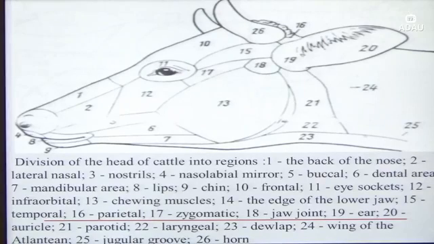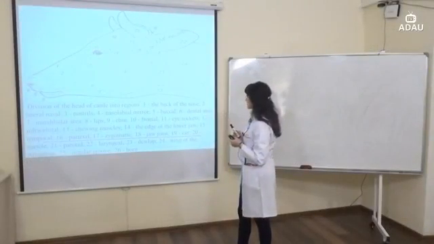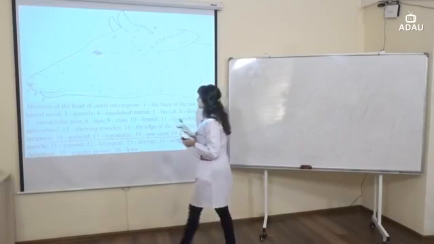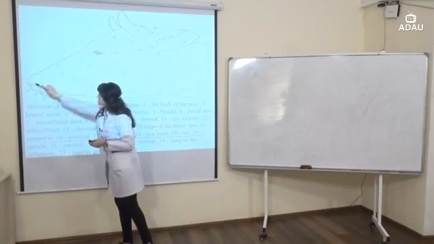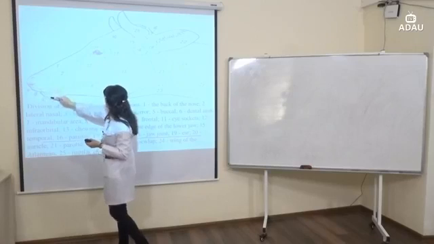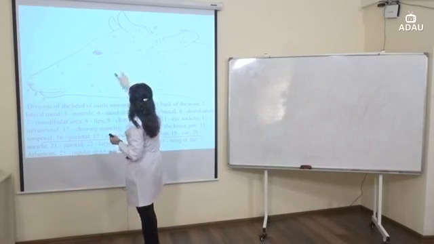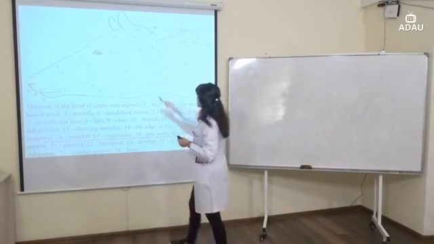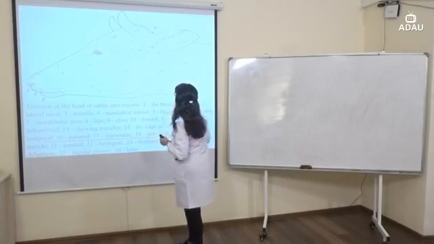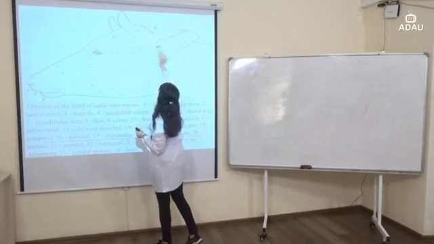This is the division of the head of cattle into regions, and I will now show some places. It's not a lot of information here because we have enough time. The first is the back of the nose. Here we can see the nostrils, lower lip, upper lip, and the eye sockets, and here the chewing muscles are located. Horns we can see here, and auricles, head.